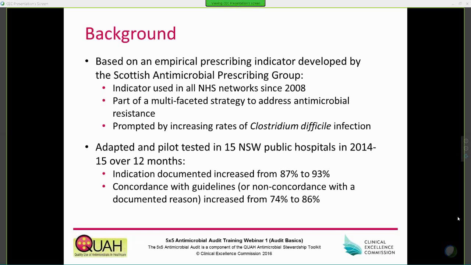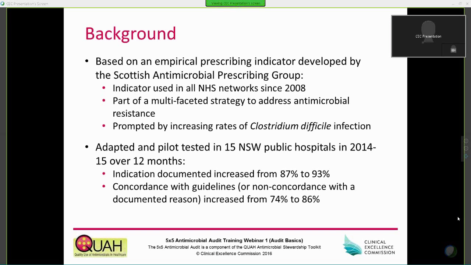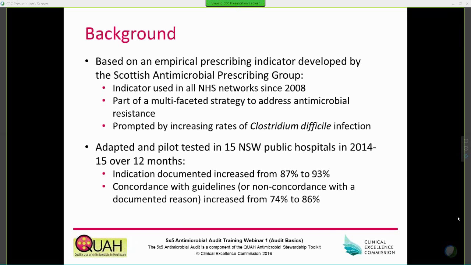and that concordance with guidelines or non-concordance with a documented reason, and we'll talk a bit more about what we mean by that, increased from 74% to 86%. So we were still short of our target, which is 95% or above, but we were well on the way to getting there, and we were really pleased that there was sustained improvement throughout the pilot. We also got qualitative feedback about the audit that was very positive.